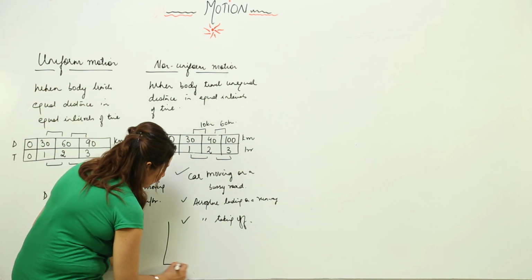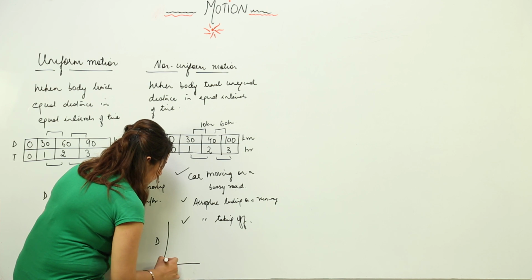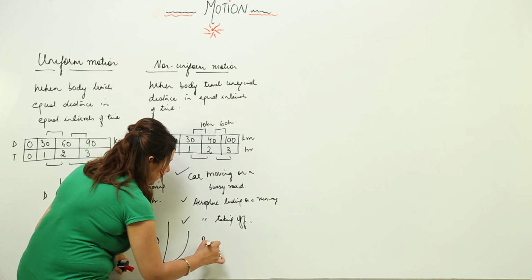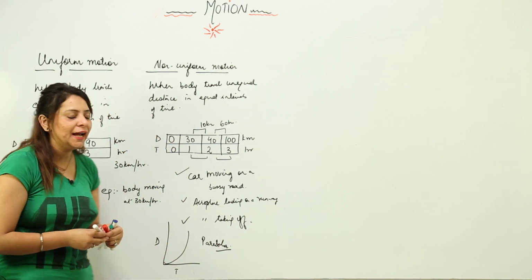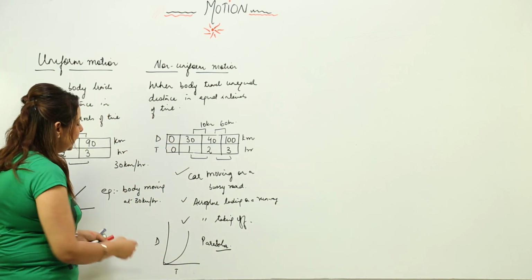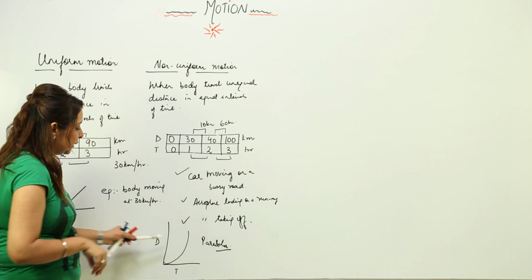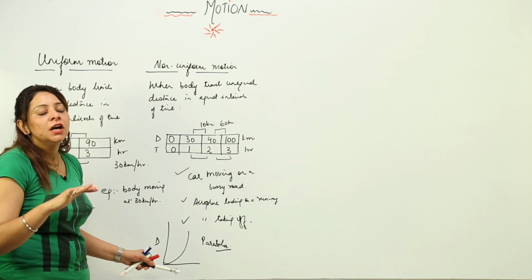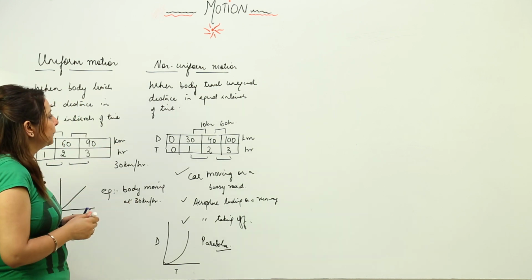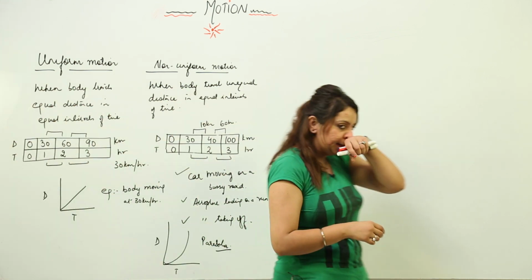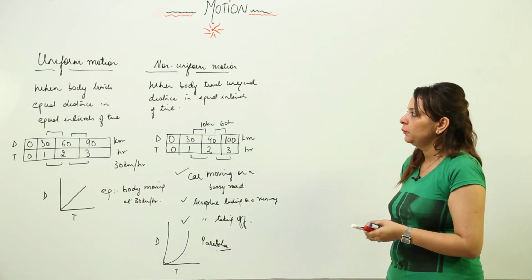And if you plot a graph for non-uniform motion, it comes out to be a curved line, that is a parabola. Parabolic is the curved line where there is unequal distance in equal intervals of time. That means they do not vary directly with each other, they have different values at different intervals of time. So this is uniform and non-uniform motion.